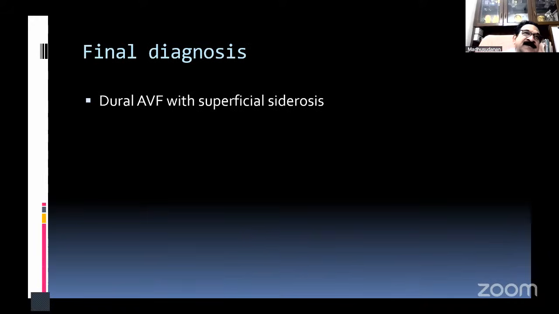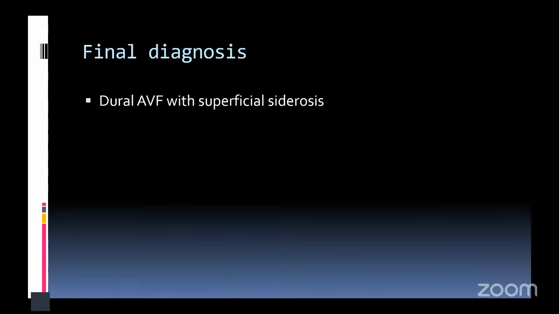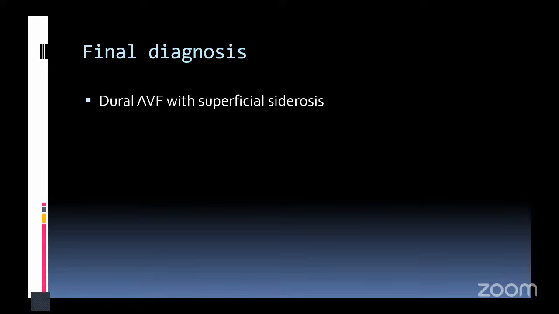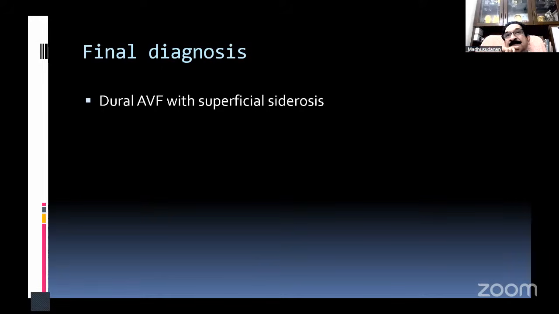Any questions? The only point is that when you get an LETM, never forget to ask for a T2 SPACE sequence. You should take a contrast, of course, to find out meningeal pathology and infective cause of LETM. Contrast is a must. Secondly, T2 SPACE is something equivalent to our CISS sequence in the brain, where any CSF abnormality can be easily made out. If you don't take it, then you will miss the spinal dural AV fistula.